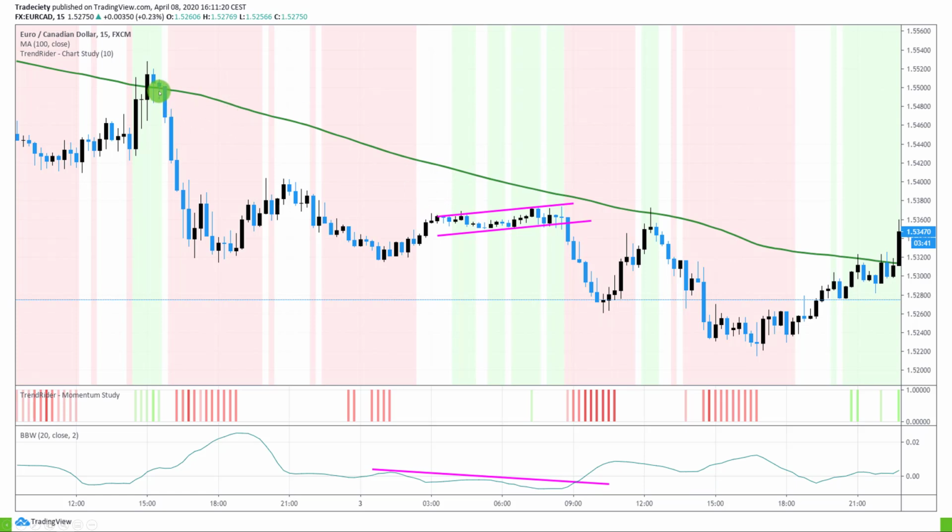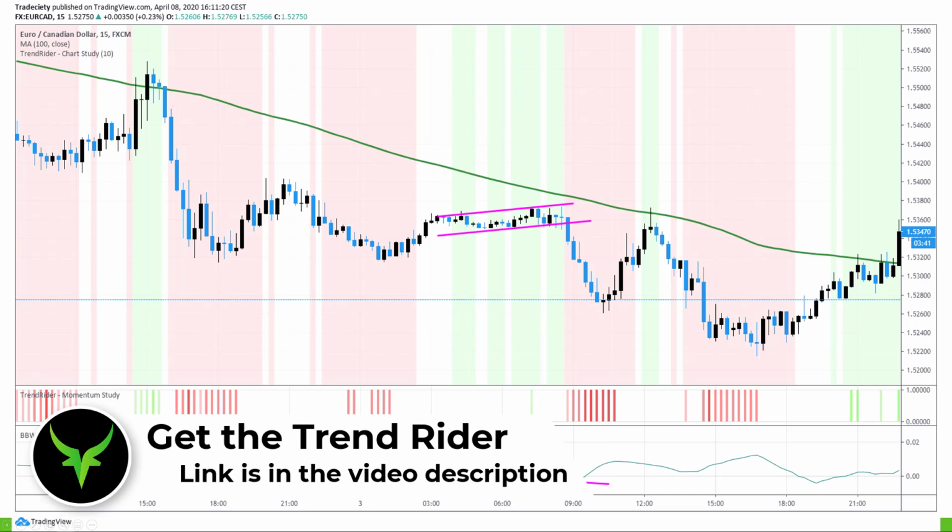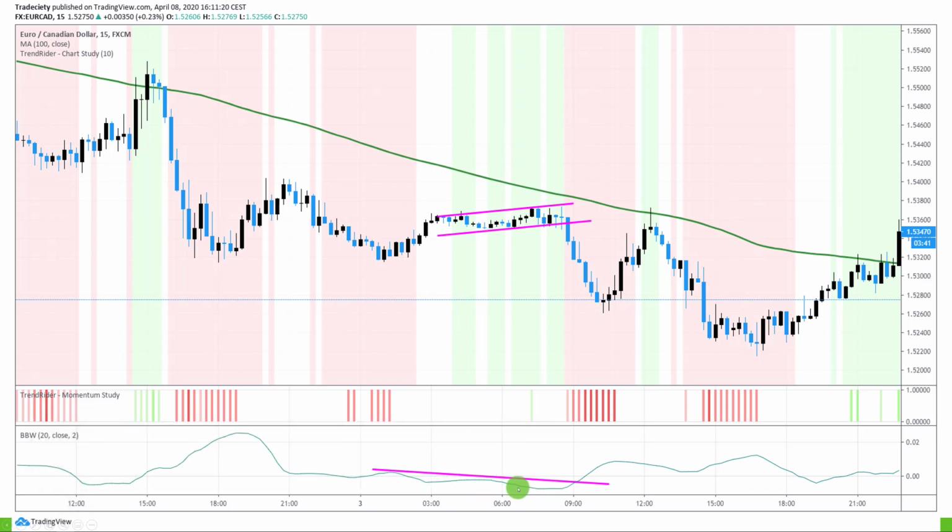The market is in a downtrend as indicated by this long-term moving average. Then you can see we have a Bollinger Band width period which has been going lower and very, very flat for a long period of time. You can connect the highs of the Bollinger Band width here to get this flag or triangle pattern, and then you just wait for everything to come together.